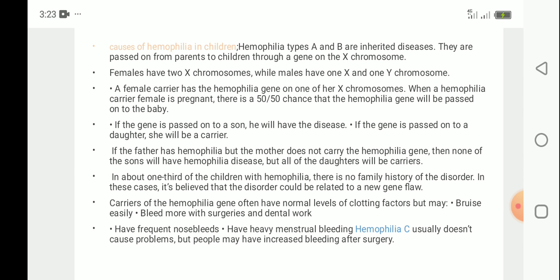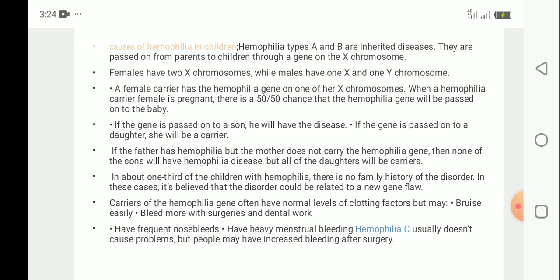If a female is a carrier of hemophilia, then one of her X chromosomes carries the gene and can pass it on. If she is pregnant, there is a 50-50 chance for the next generation. If the gene is passed on to the son, he will get the disease, and if the gene is passed on to the daughter, she will be a carrier.